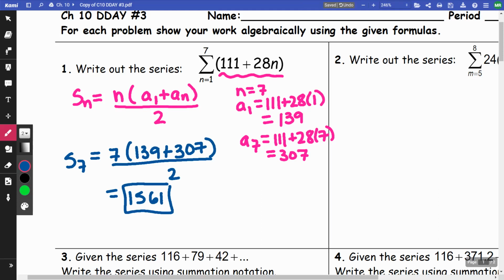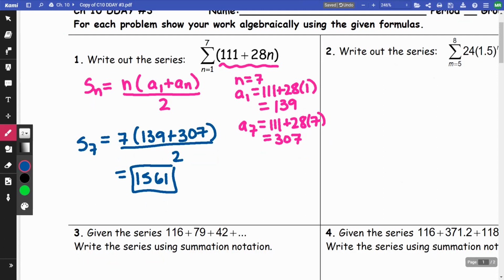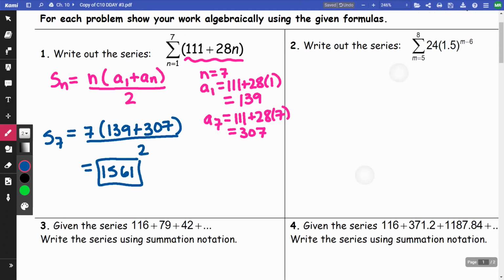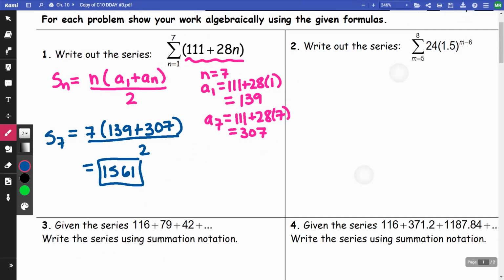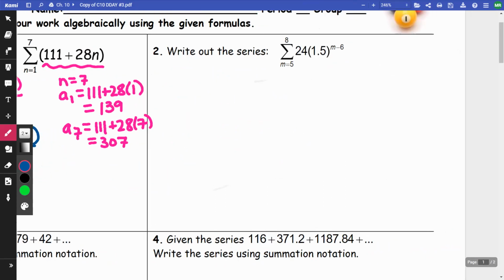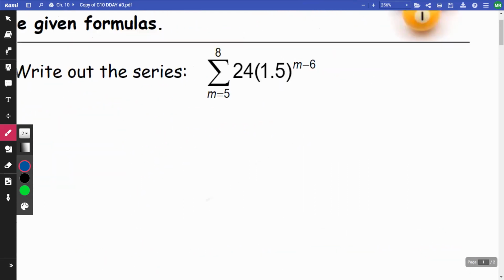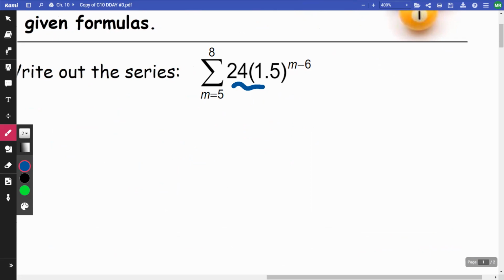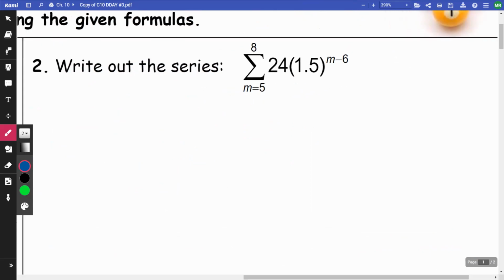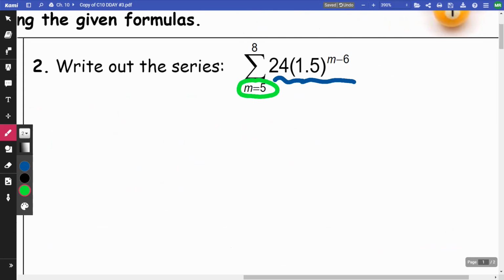On number 2, this one is slightly different for 2 reasons. First off, it is geometric because of the equation. Secondly, I am not starting at the first term. I'm starting at the 5th term. So I'm going to do the 5th, 6th, 7th, 8th. That's 4 terms. That's what I'm going to be adding.